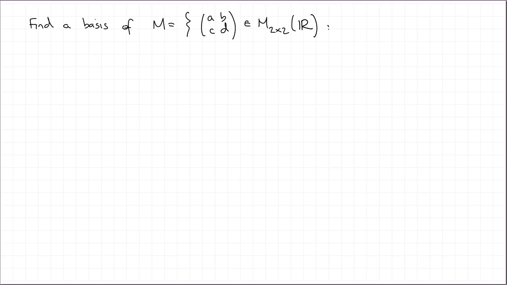We're now going to do a slightly harder find the dimension problem. So let's suppose that we are sitting in an exam perhaps, and somebody asks us the following question, which is: find a basis of M, which is defined to be the set of all 2 by 2 matrices (a, b; c, d) in M_2x2 of the reals, such that a plus d equals 0.